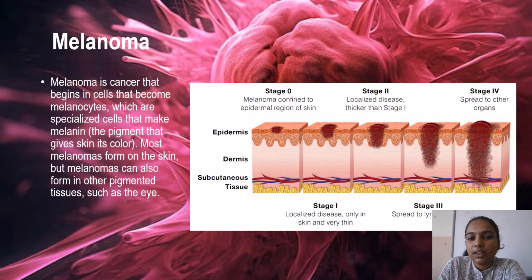In stage 0, we can see that melanoma is confined to the epidermal region of the skin only. Whereas in stage 1, it is a localized disease, not only in the skin, and is very thin. Here it is present in the epidermis, but here it has slowly started penetrating the skin. In stage 2, it has started to become thicker. In stage 3, it spreads to the lymph nodes, and is more thick. In stage 4, you can see that it has started spreading to other parts of the body or the organs.